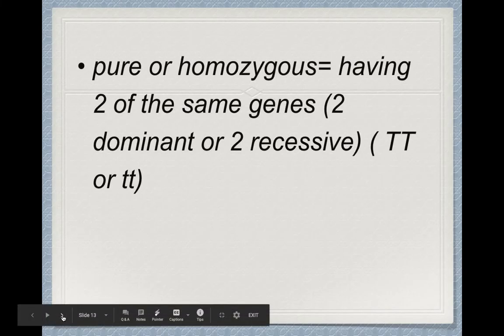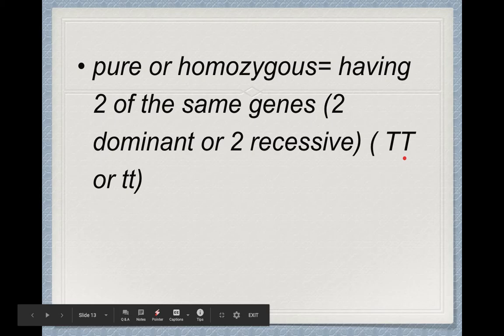Some vocabulary that we'll be using going forward. If an organism has two of the same genes, either two dominant or two recessive, we call that organism pure or homozygous. They mean the same thing. We can use them interchangeably. That prefix homo means same. So a person or an organism in this case would have two dominant or two recessive.